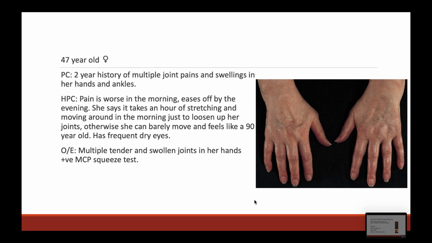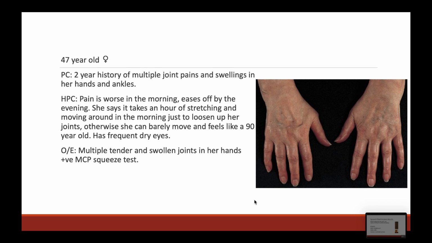Here's another case. You've got a 47-year-old lady with a 2-year history of multiple joint pains and swelling in her hands and ankles. Pain is worse in the morning, eases off by the evening. Already you know from the previous slides that it's going to be something inflammatory, especially given that she's a lady, not too old. She says stretching loosens the joint and helps with the stiffness. She often feels that she can't move, and feels like a 90-year-old. She has dry eyes, multiple tender swollen joints in her hands, and a positive MCP squeeze test.